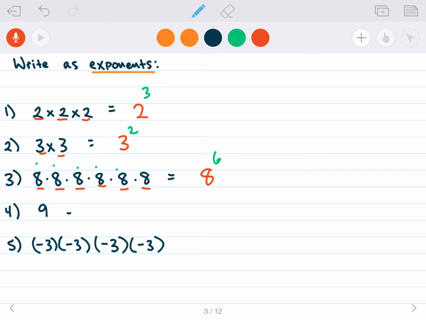What about number 4? How can we write this as an exponent? Well, it's only being multiplied by itself once, right? So it's just 9. So our base is 9. That's our number, and it's to the first power. All right, so just 9, right? Number 5, we have negative 3 times itself 4 times. So our base is negative 3, and it's being multiplied by itself 4 times, so that's our exponent.